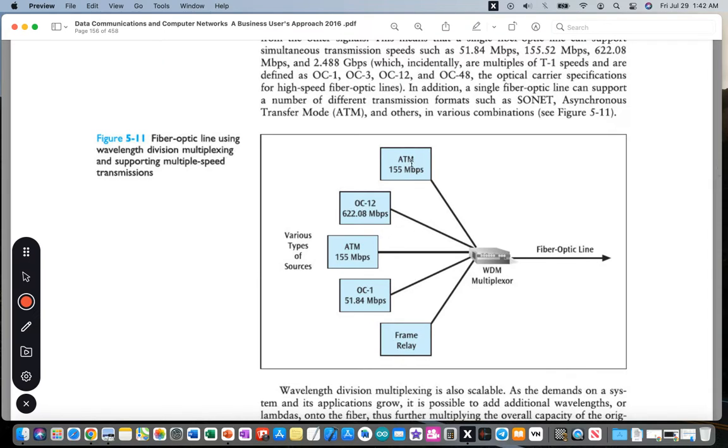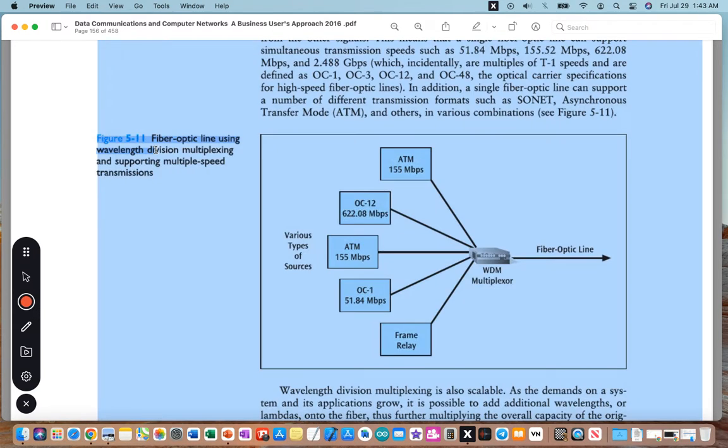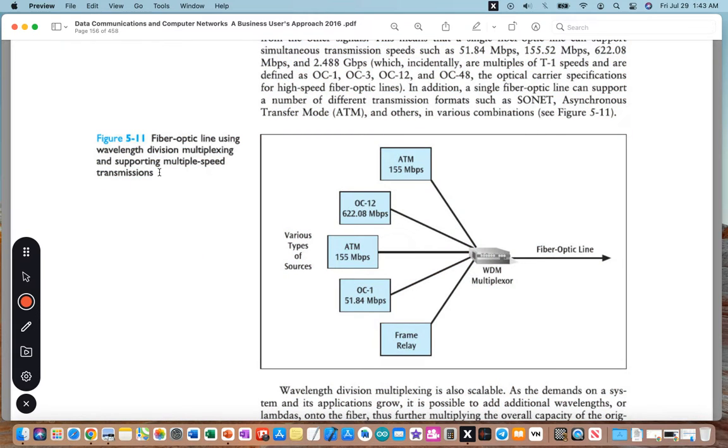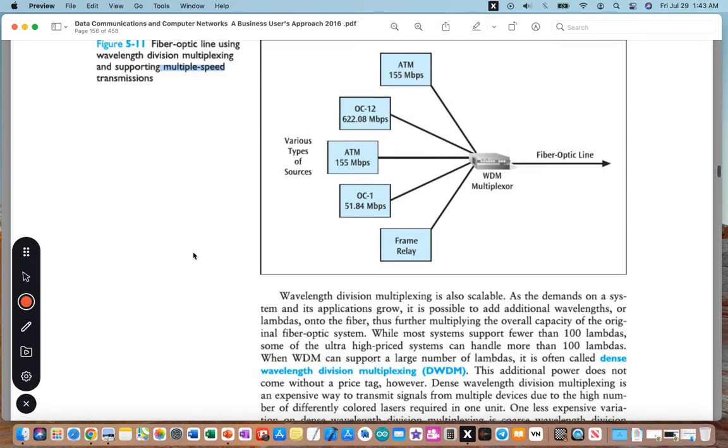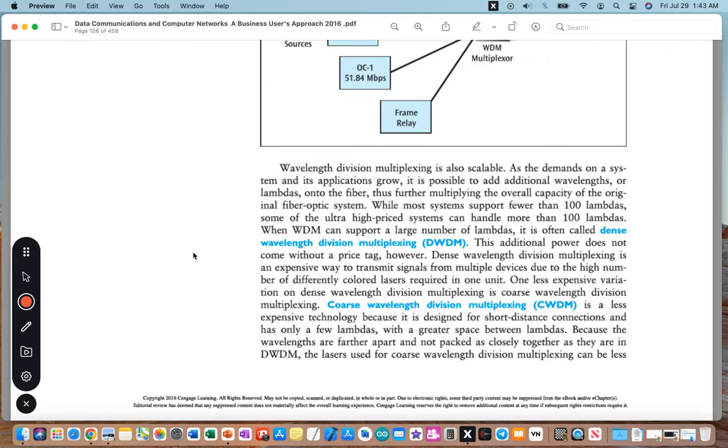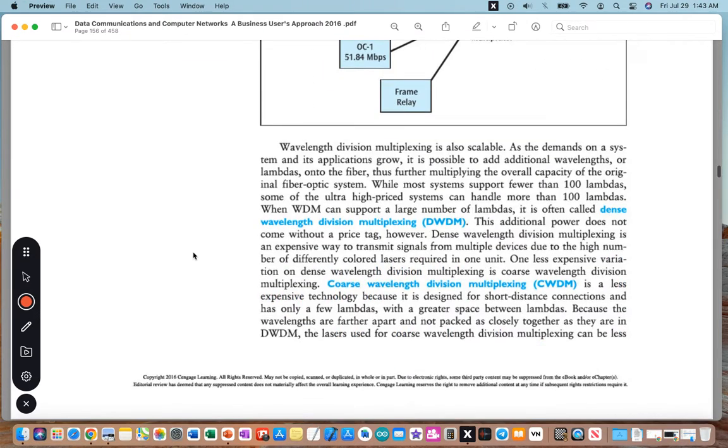So here we have various types of sources, different frequencies, a WDM multiplexer, and this is fiber optics. A fiber optic line using wavelength division multiplexing and supporting multiple speed transmissions. Multiple speeds, so they have different bit rates. I think they have different bit rates because the frequency is related to the bit rate, and different frequencies mean different bit rates. But the speed is the speed of light, so it doesn't really change. But the bit rate changes, so different rates. All right.